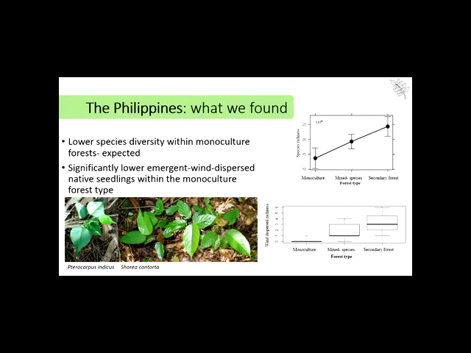However, we really started to get some insights when we used functional trait diversity. So using dispersal type, there was a significantly lower number of wind-dispersed species within the monoculture forest types. And you can see that in the bottom graph here. On the y-axis is the number of species that are wind-dispersed, and forest type is on the x-axis. So you can see monoculture was significantly lower for this functional group.